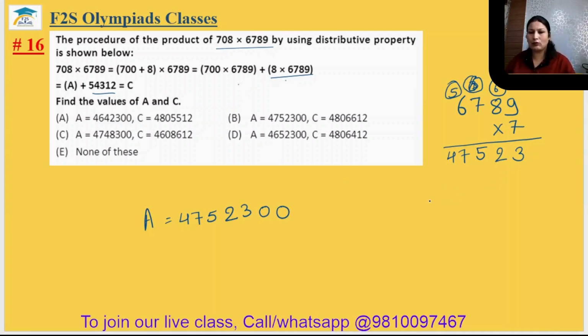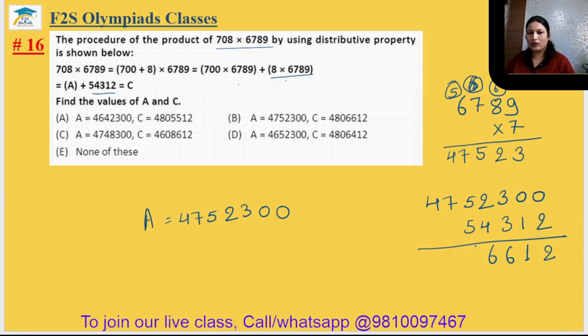Okay. What is C? So C should be the sum of 4752300 plus 54312. That is 2 plus 0 is 2, 0 plus 1 is 1, 3, 3, 6, 4 plus 2 is 6, 10 carry 1, 7 plus 1 is 8, and 4. So this is equal to C. So first match, where it is 4752300, and 4806612. Okay, correct. So option B. So 16th answer will be B.